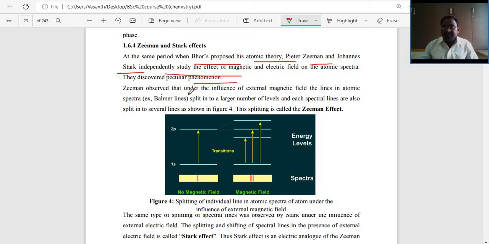In that, Zeeman observed that under the influence of an external magnetic field, lines in atomic spectra split into a larger number of levels, and each spectral line is also split into several lines. The splitting is called the Zeeman effect.